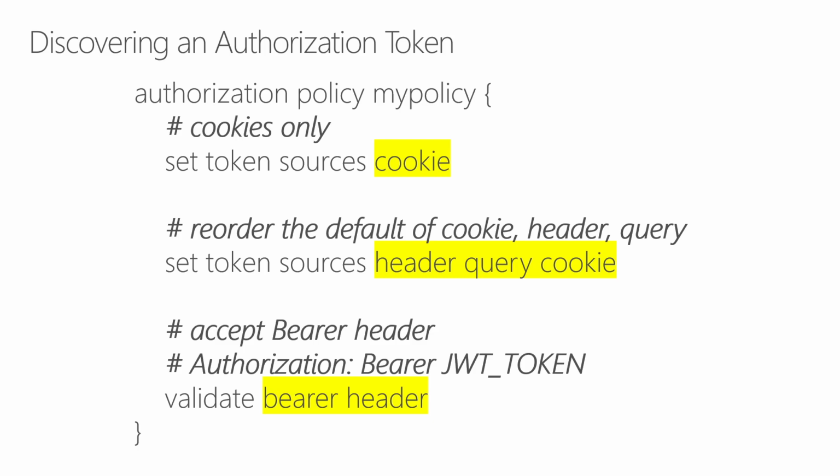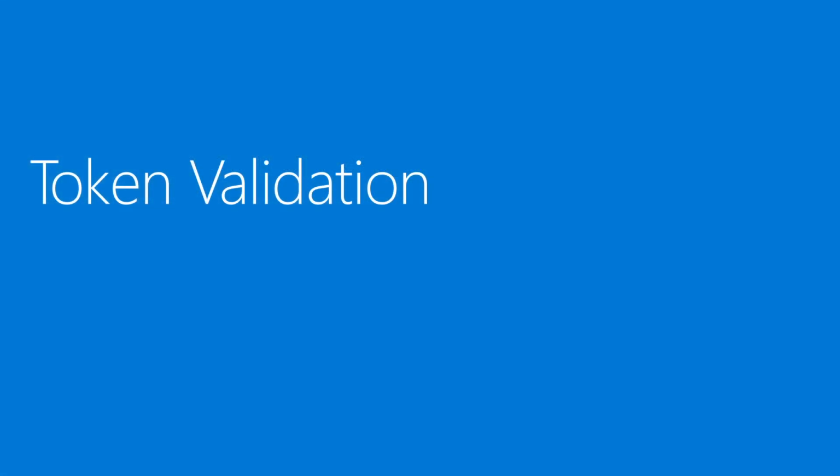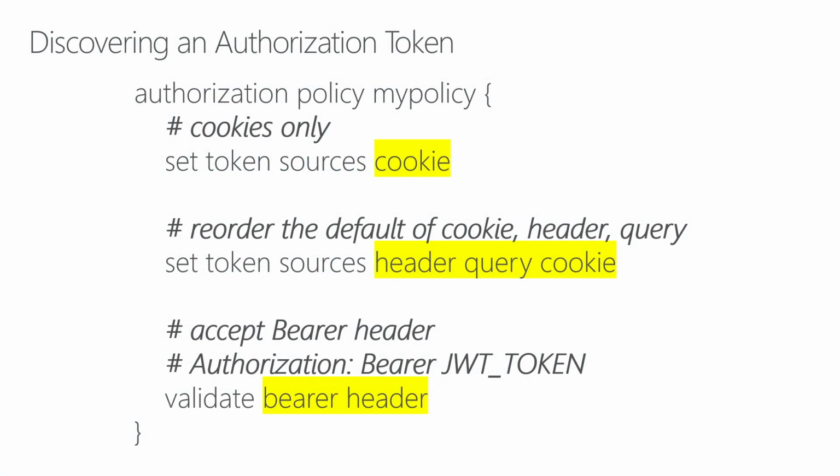Now, if you want the bearer token, you need to put a directive in the config, say validate bearer token. If that doesn't exist, the authorization bearer will be disregarded. So we went through cookies, headers, and query, and we found the token.